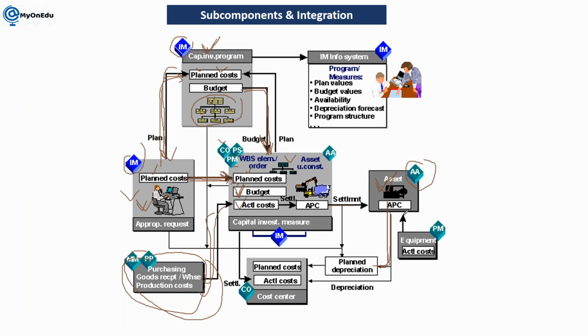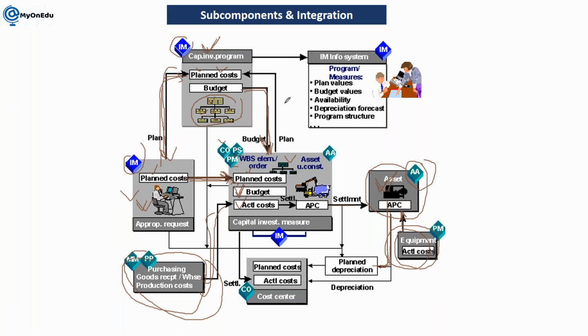If it is a machine, let's say when you are constructing any plant, you will have individual machines. These individual machines will be considered as an asset in asset accounting, and this will be considered as equipment also in plant maintenance. So here it is going to integrate with equipment also. Whatever cost you are going to transfer here in the asset will become the cost of your equipment, the value of equipment also.